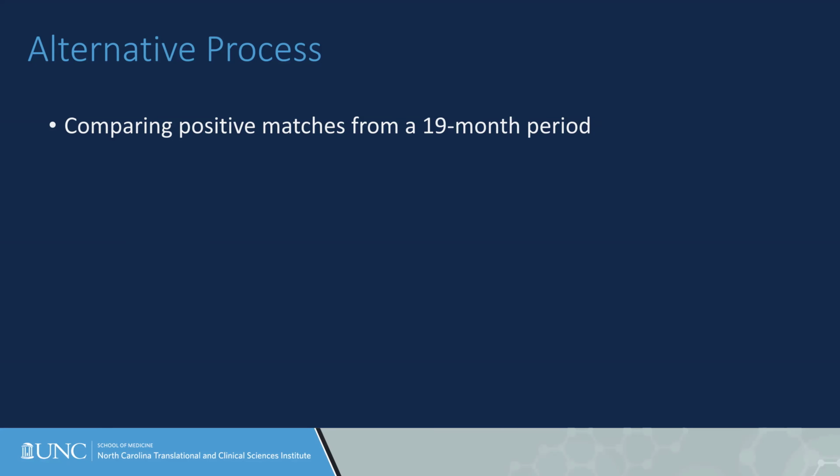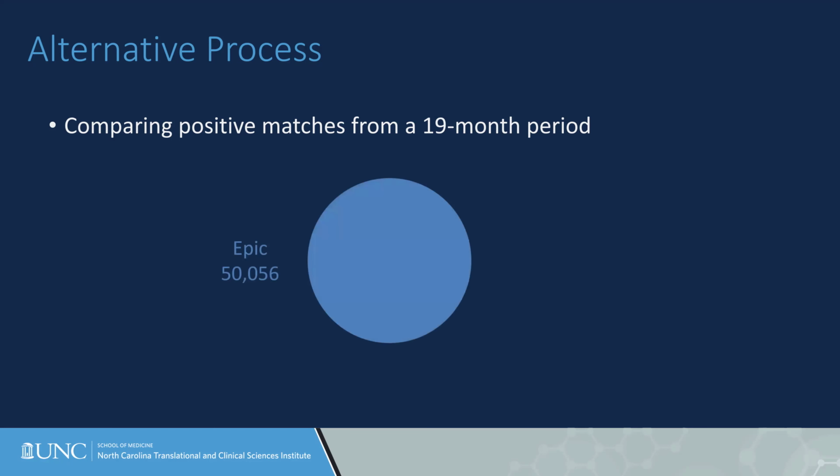Now, a little while back, we also ran sort of a quick course comparison between the two processes by comparing the positive matches that we got out of each over the same 19-month period. And when we do that, we see 50,000 positive matches coming out of the Epic process versus 73,000 coming out of our process, with about 45,000 of those overlapping.